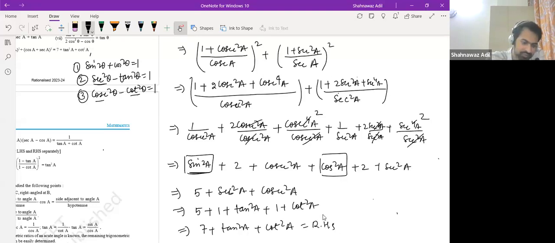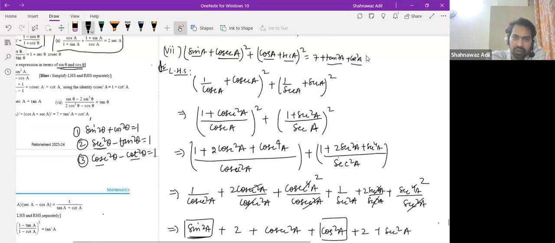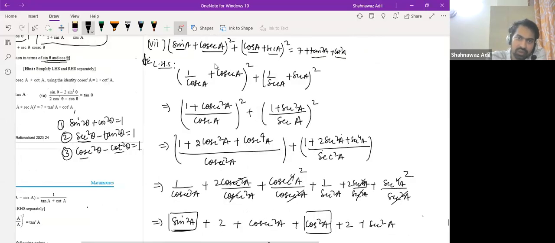Clear? Yes, sir. Okay, so please note it down. And we can do this by changing this to sine also. So that is also correct. If I write 1 by sine A, 1 by sine A, that is also correct. No harm in doing that. So please note it down, and whenever you have finished noting or want me to scroll down the screen, tell me.